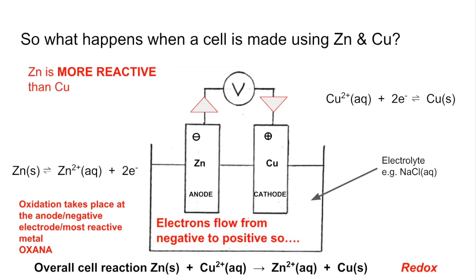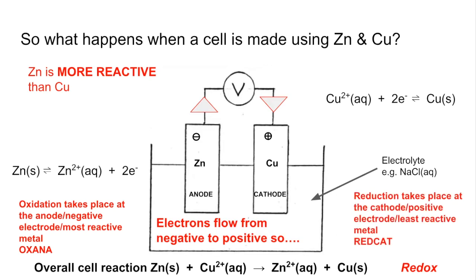So for the other electrode, the cathode, reduction always takes place at the cathode. That's the positive electrode in this type of cell. It's the least reactive metal is the cathode. And an easier way to remember that is RED CAT, reduction at the cathode.